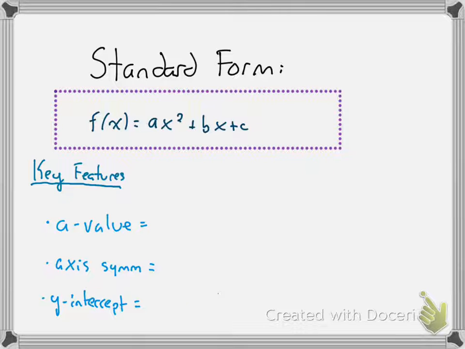Finally, last but not least, something unique to standard form is it tells us what our y-intercept is. Our y-intercept, or where this function crosses the y-axis, will be whatever our c value is. So if you want to find your y-intercept for a quadratic function in standard form, the coordinate would be (0, c).